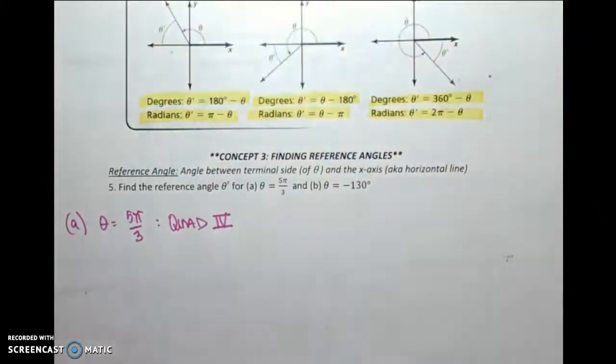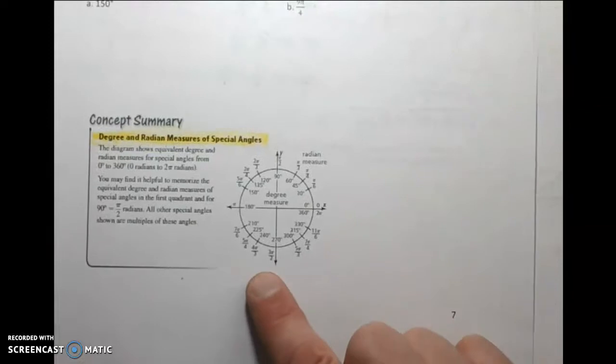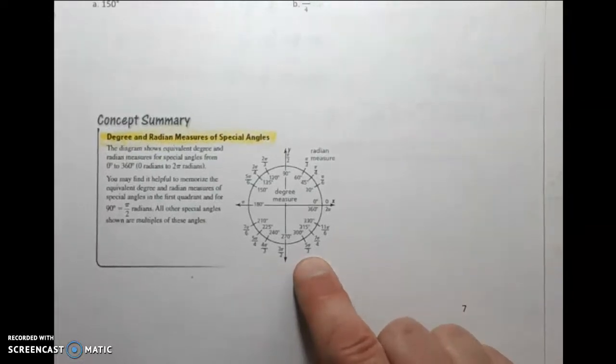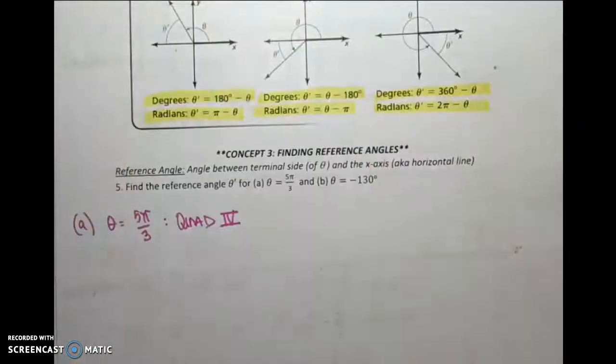Now, you could always refer to that unit circle that we have in our notes. Okay, so let me just do that real quick. Right here, that unit circle we have, here's 5 pi over 3. Right there, about 300 degrees. Okay, again, quadrant 4. Always refer back to that if you need, no problem.